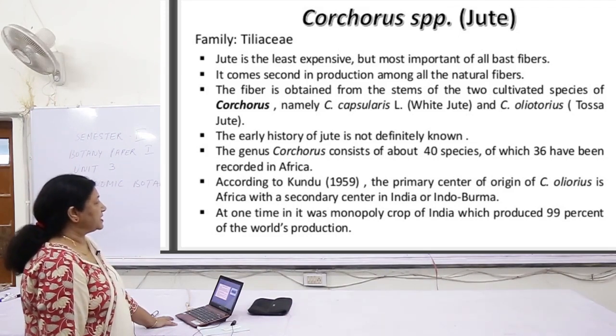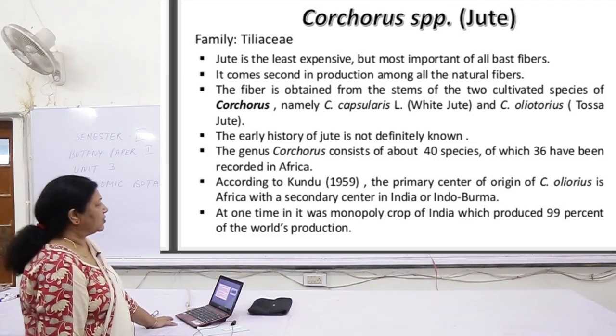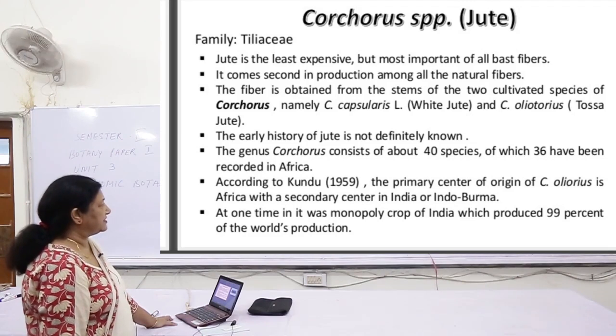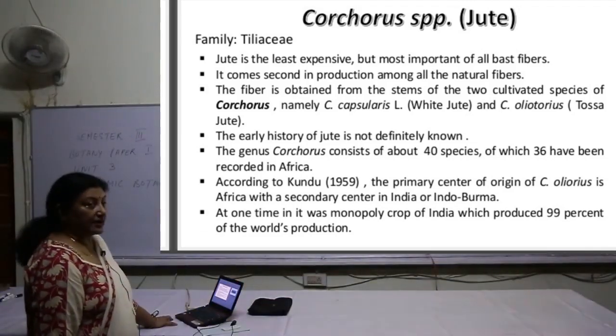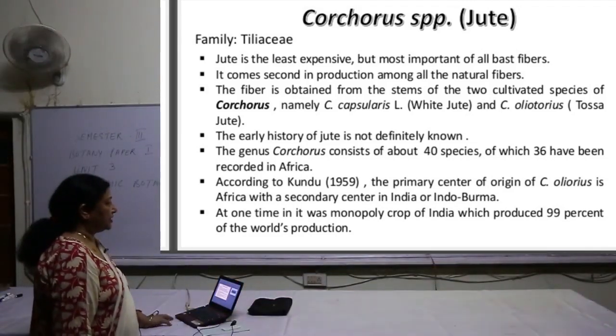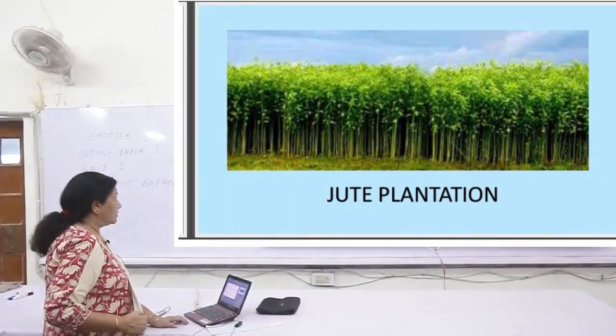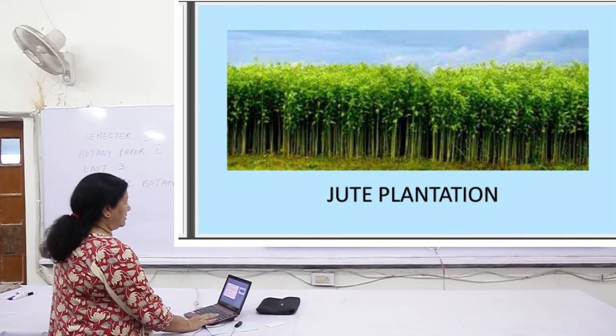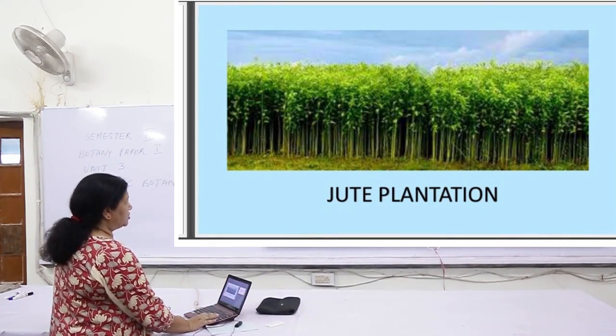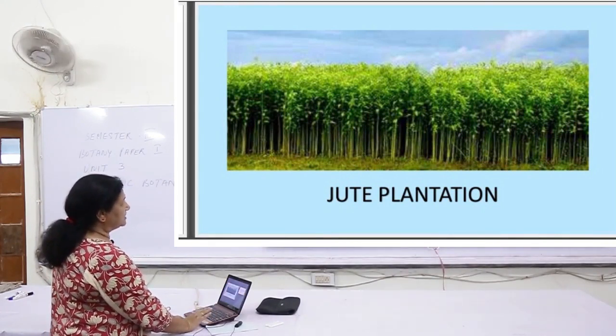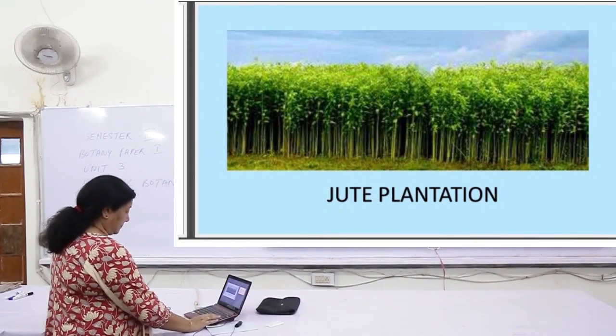According to Kundu, the primary center of origin of Corchorus olitorius is Africa, with a secondary center in India. At one time, it was a monopoly crop of India, which produced 99% of the world's production. So you can see a picture of a jute plantation. They are all in stands. You can see this.